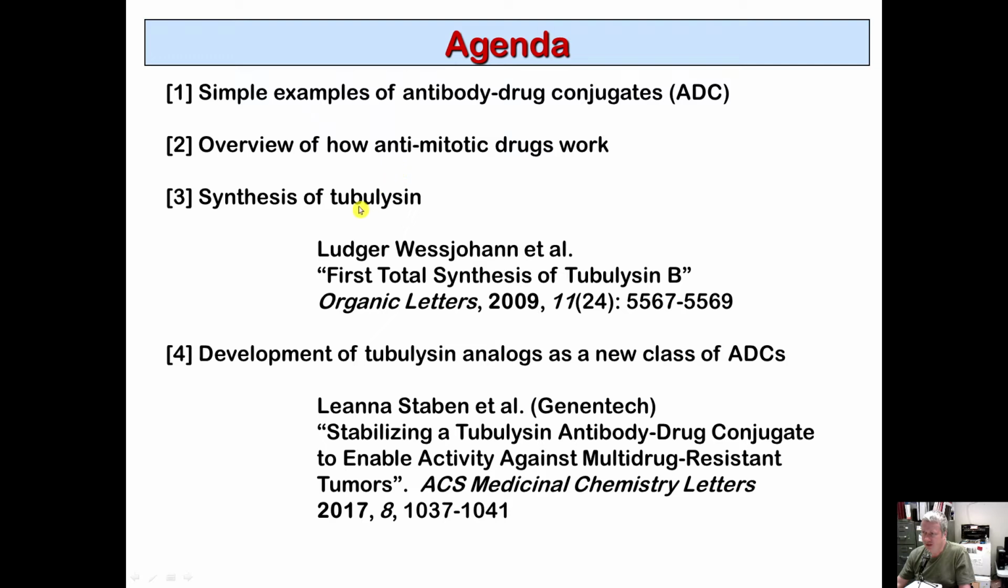Next, we're going to get into the synthesis of tubulysin, which is one of the molecules that is used in a lot of these antibody-drug conjugates. And then we're going to talk about development of tubulysin analogs as a new class of ADCs, antibody-drug conjugates. So mostly our goal is to get through these two papers. I might do this one today. We'll see. Otherwise, I'll do it all next time.